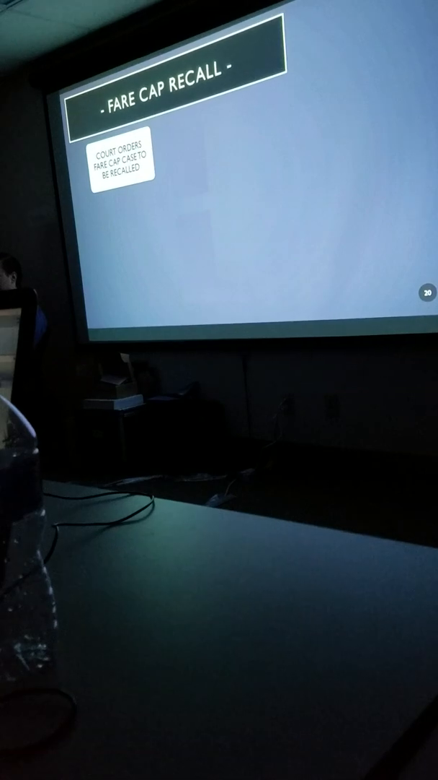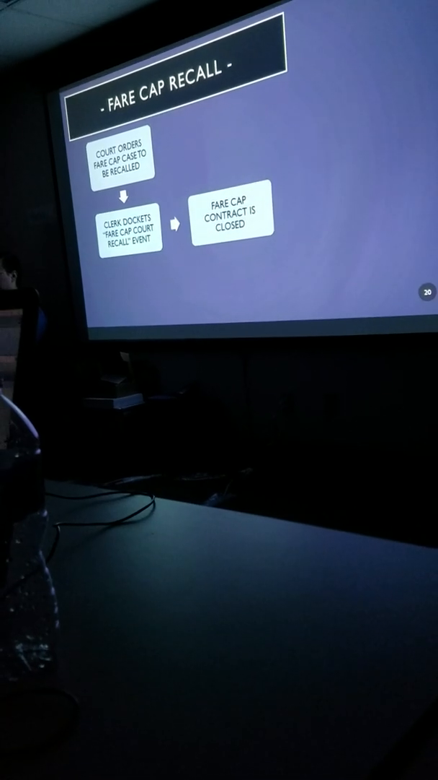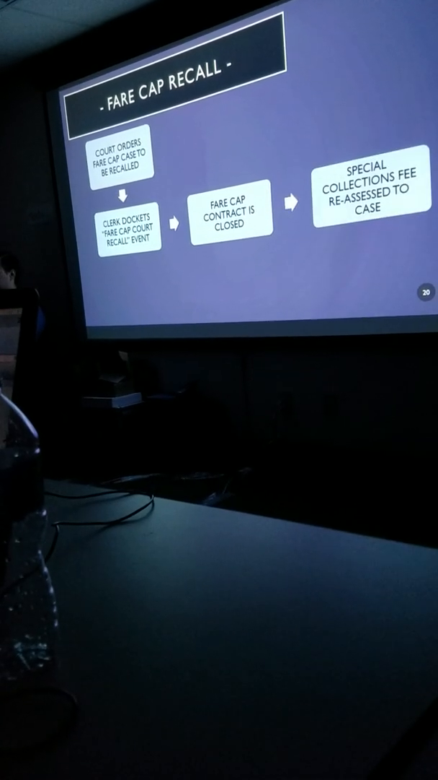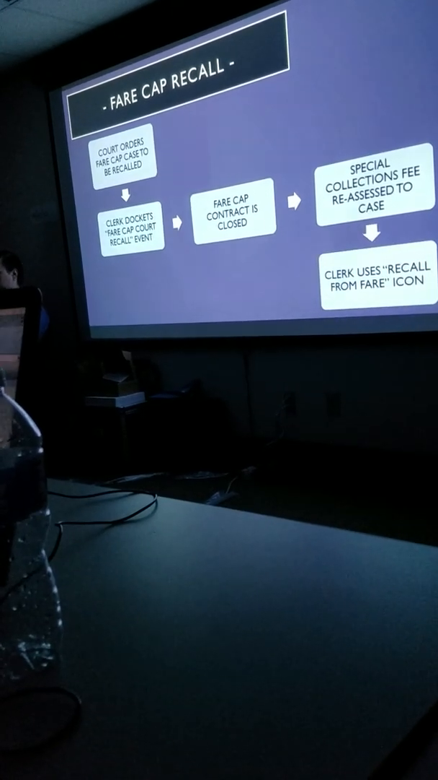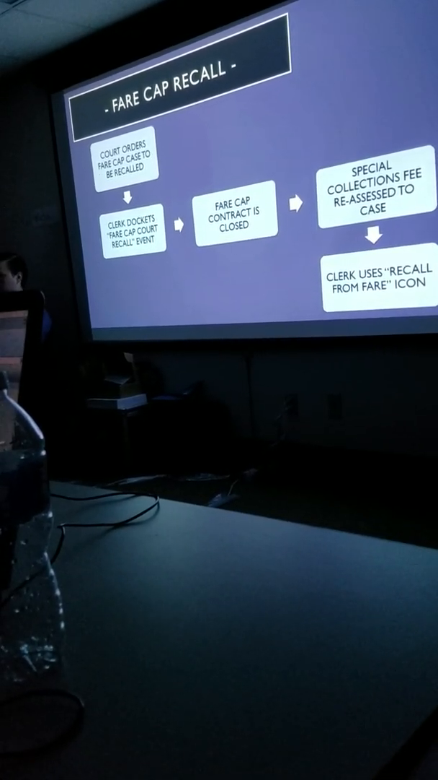Recalling a party from fair that currently has a fair cap contract will require a few extra steps. First, the clerk will docket the fair cap court recall event. Then they will close the contract. The special collections fee will be reassessed. Then the clerk can use the recall from fair icon.